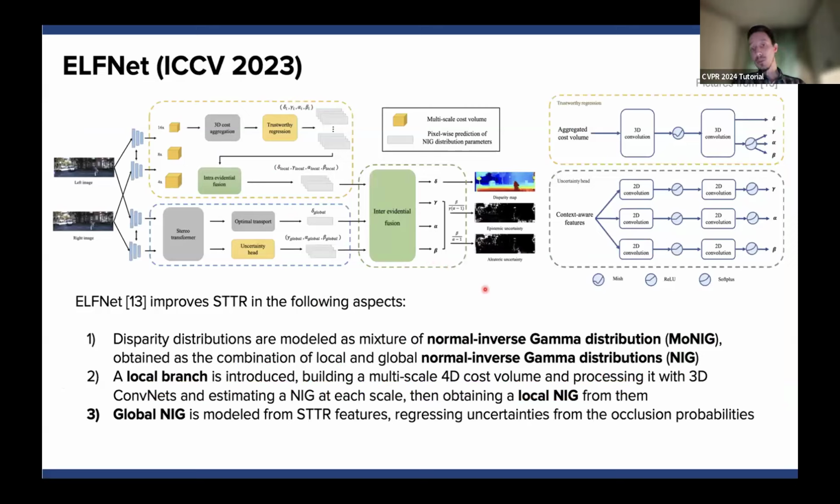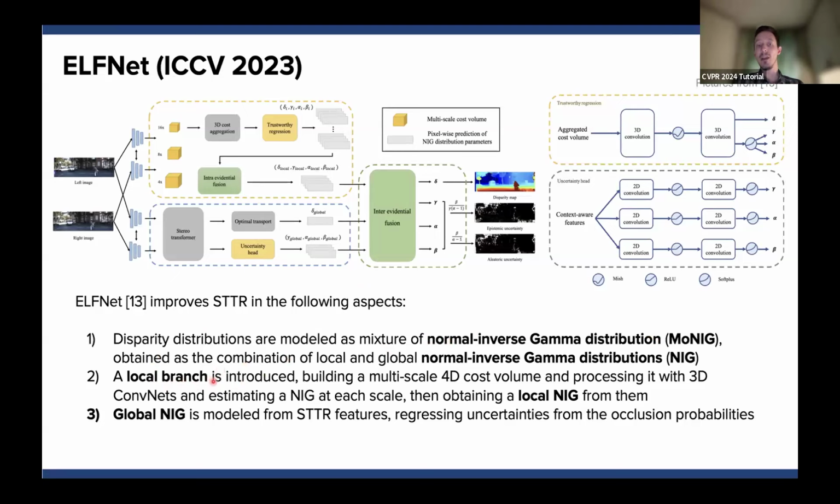Then at ICCV 2023, we had ELFNET, which is another architecture extending the stereo transformer. And basically, ELFNET proposes a few main differences. The first one is to model the disparity distribution as a mixture of normal inverse gamma distributions. So the stereo transformer is no longer estimating directly some disparity values, but it is estimating the values of these kinds of mixtures of distributions. And this mixture is made of two main components, a local and a global component.